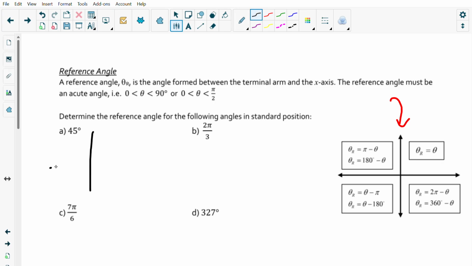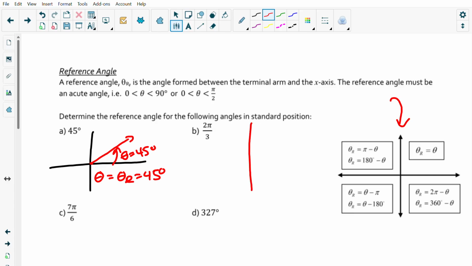Determine the reference angle for the following angles in standard position. So I'm going to draw this out. Letter A, 45 degrees. Well, in quadrant 1, theta equals theta r. So my reference angle, theta r, is 45 degrees. Letter B, I have 2 pi over 3. So pi over 3 is about here, and 2 pi over 3 is right here.